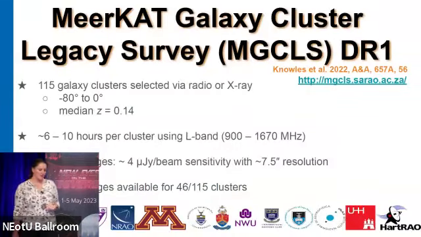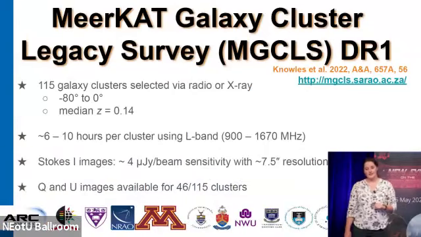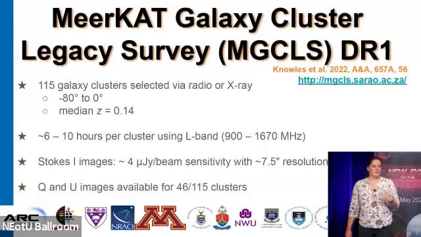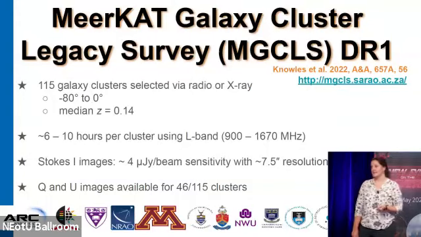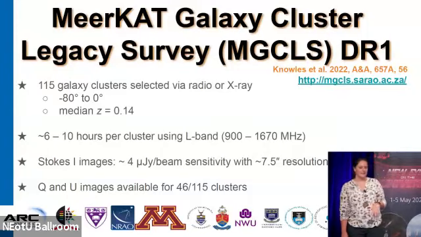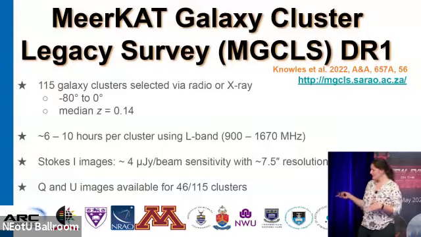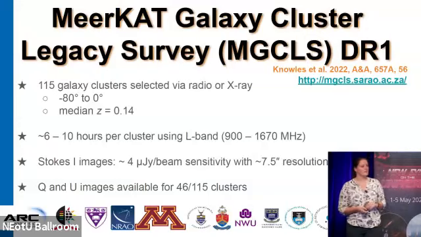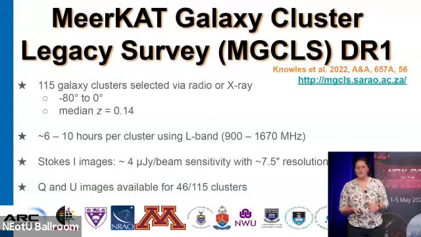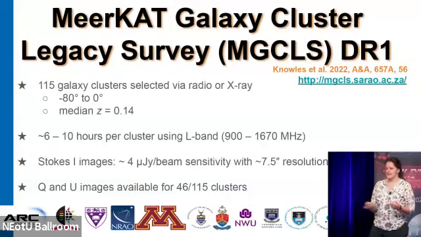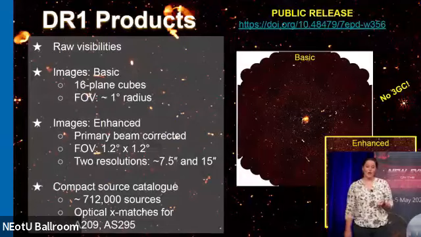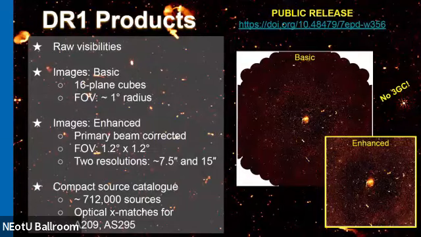That image you saw was from the MeerKAT Galaxy Cluster Legacy Survey. There's a data release that came out at the beginning of last year. Basically, this was an observatory-led program for 115 galaxy clusters. It used over 1,000 hours of telescope time between 2018 and 2019. They're typically deep observations, so you're getting about 4 microjansky per beam sensitivity at 8 arcsecond resolution. It's a really great sample, but it's heterogeneously selected. So in terms of statistical studies, it's probably not the greatest, but it has already told us a lot of new things.